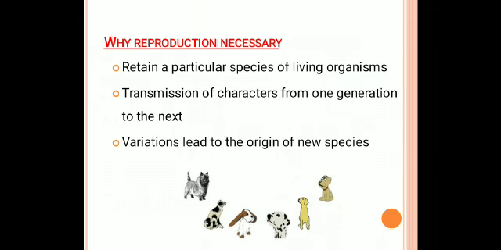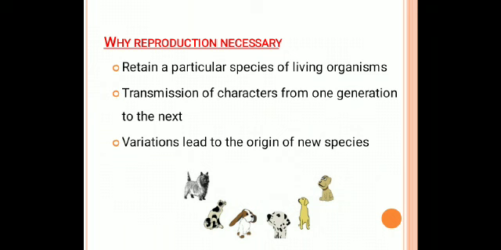Why is reproduction necessary? It retains the particular species of living organism. For example, dinosaurs. We know about the dinosaurs. The dinosaurs are extinct animals, so now there are no dinosaurs on this planet. So we need to retain the particular species. That's why it is necessary.